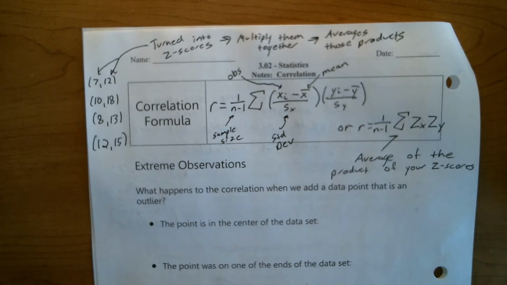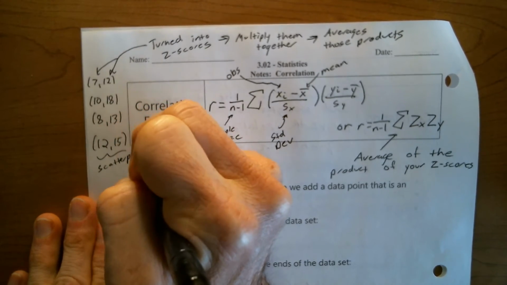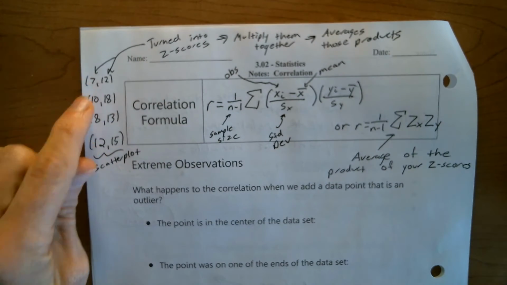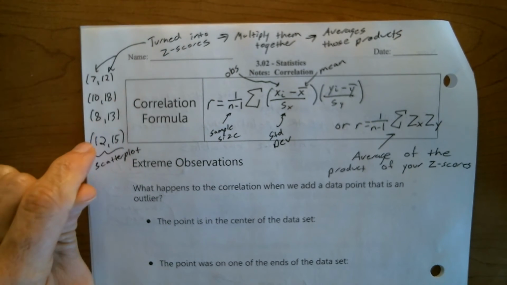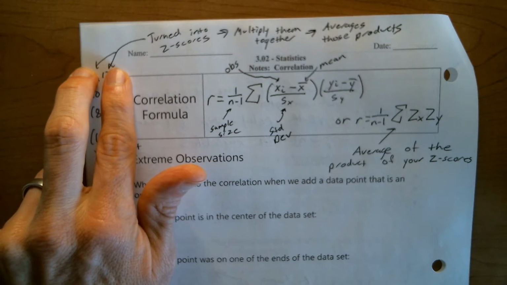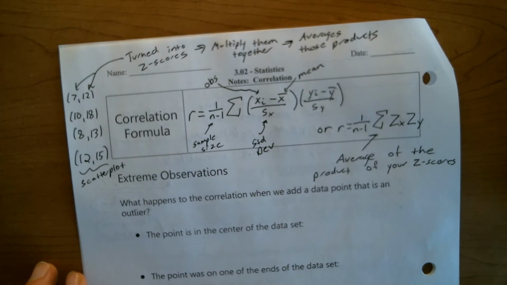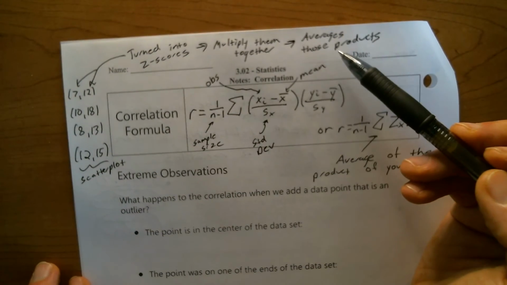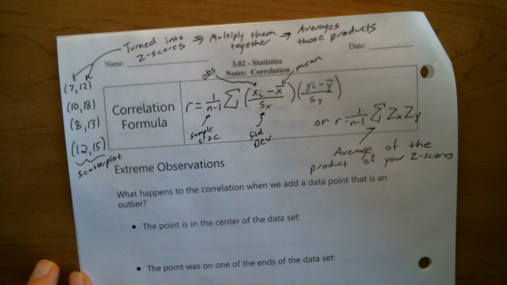We are taking a bunch of coordinates that make up our scatter plot, and then we're turning each of those coordinates into a z-score. So zx, zy, zx, zy, and so on. We're multiplying those two things together: multiply these, get a number, multiply these, get a number. Then eventually we're going to take an average of all of those products. That's what this formula is actually showing us here.